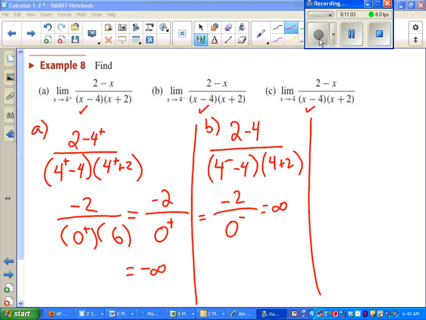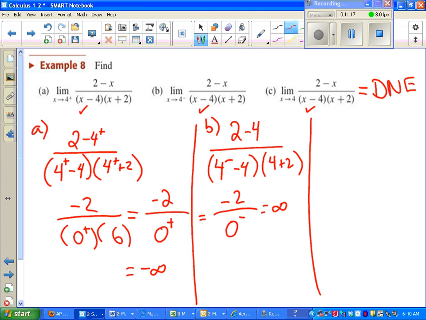Part C, you don't really have to do all that work again. You have to look at the limit from the left, look at the limit from the right. If they match up, that's the answer to part C. If they don't match up, you say does not exist. And this time, the left and the right limits do not match up, so we're done.